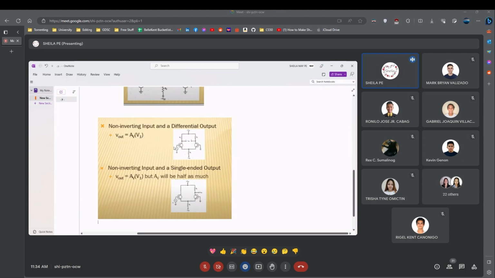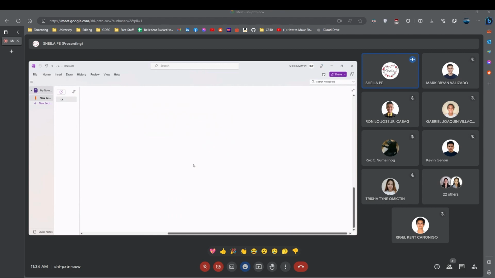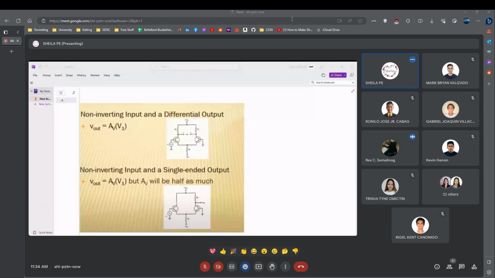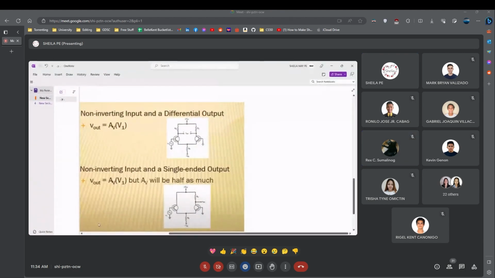Okay? Now in here, we only have the first amplifier. Single-ended input, miss. And then differential output. Okay, good. So this is single-ended input differential output. So the input produces a Vout of a certain value of voltage gain times our V1 because we don't have V2.